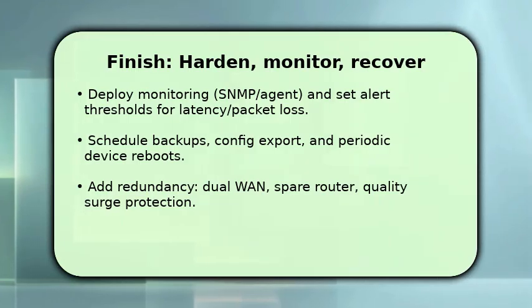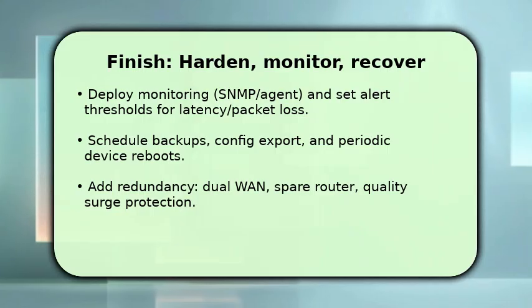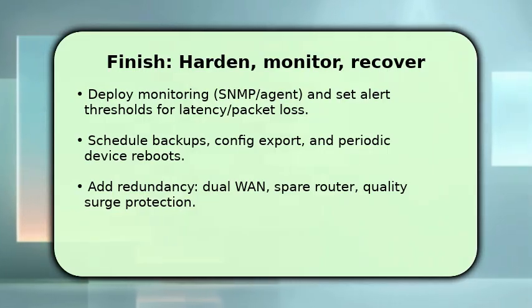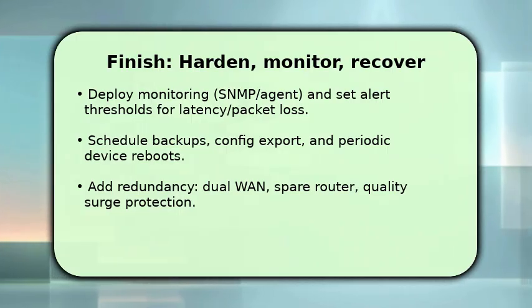Add redundancy such as dual WAN or a spare router on standby, and protect hardware with quality surge protection. If things go wrong, check the monitoring logs first to isolate where packets are dropped, and roll back the last config change as a primary troubleshooting step.